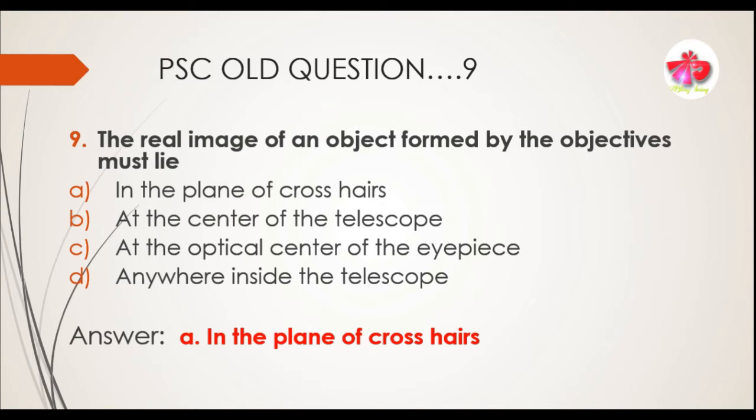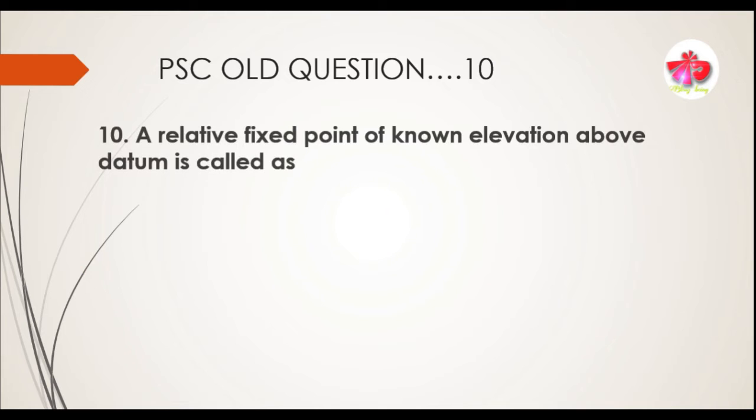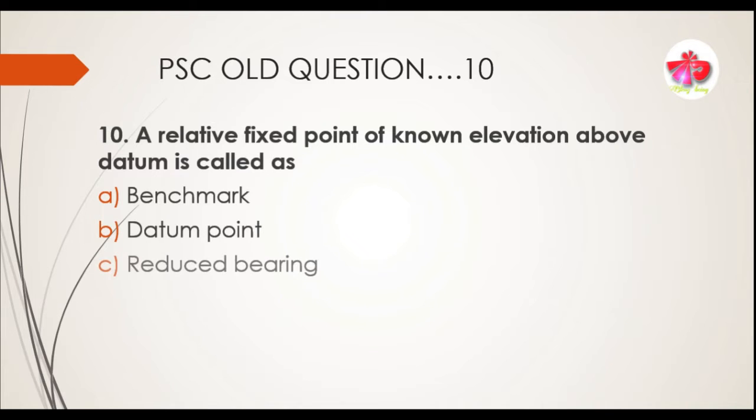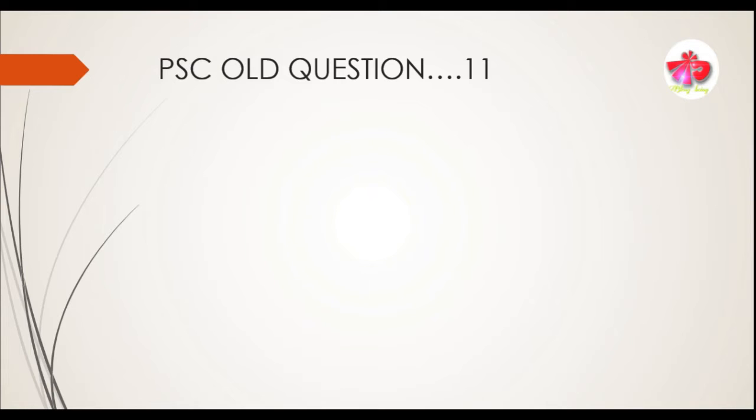Question number 10. The relative fixed point of known elevation above datum is known as option A, benchmark. Option B, datum point. Option C, reduced bearing. And option D, replacement. So friends, the relative fixed point of known elevation above the datum is known as the benchmark. Option A.